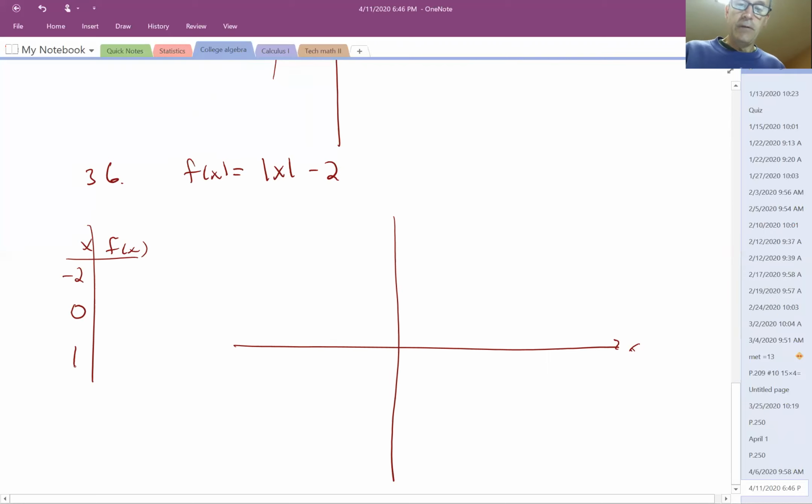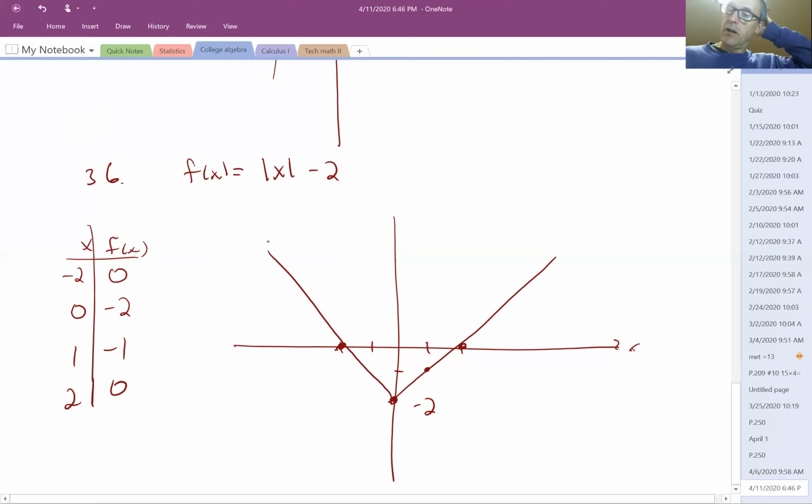All right, so plug in -2, the absolute value of -2 is 2, 2 minus 2 is 0. Plug 0 in there, 0 minus 2 is -2. Plug 1 in there, 1 minus 2 is -1. We'll do maybe some more points, but let's at least start with these points. Maybe I'll just do +2. It's also 0, isn't it? So 0, you get -2. -2, you get 0. 1, you get -1. 2, you get 0. So I'm pretty sure this equation looks like this.